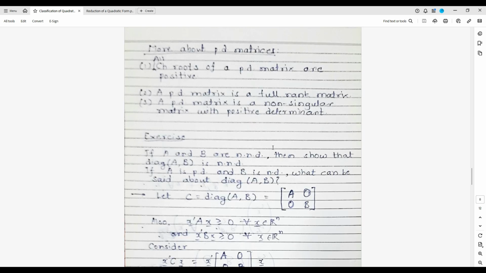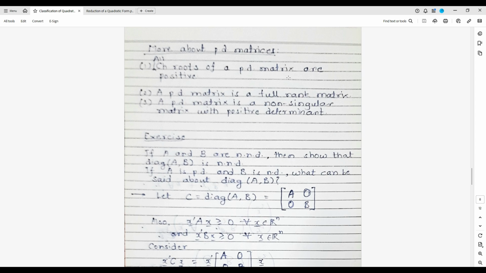Let us continue our discussion. We saw how a positive definite matrix can be reduced to triangular form. Not exactly reduced, but a positive definite matrix can be written as a product of a lower triangular matrix multiplied by its transpose. So let us talk more about positive definite matrices.